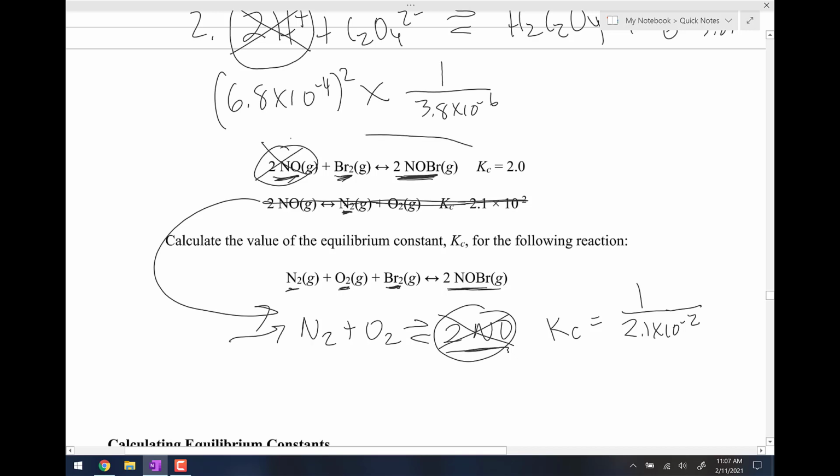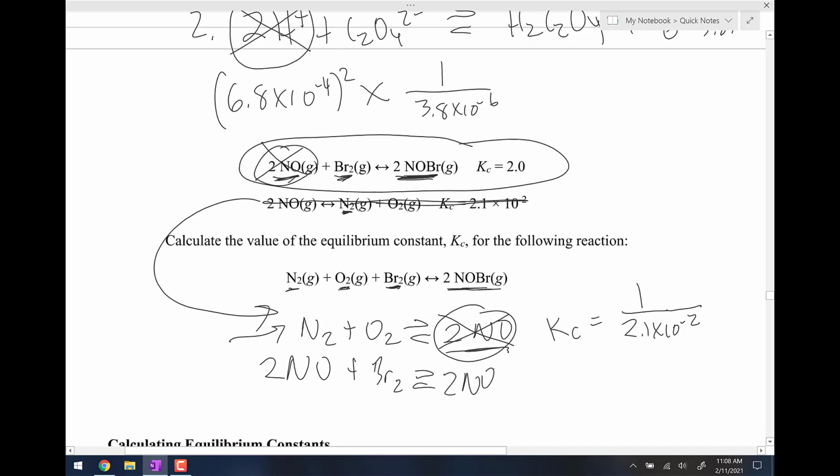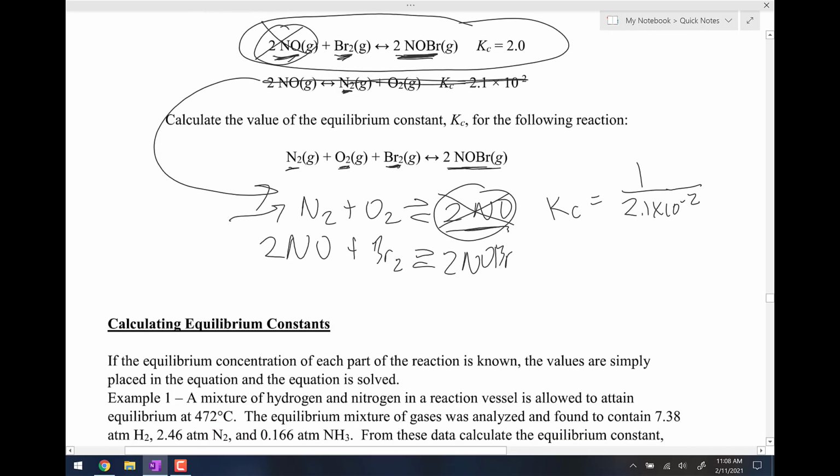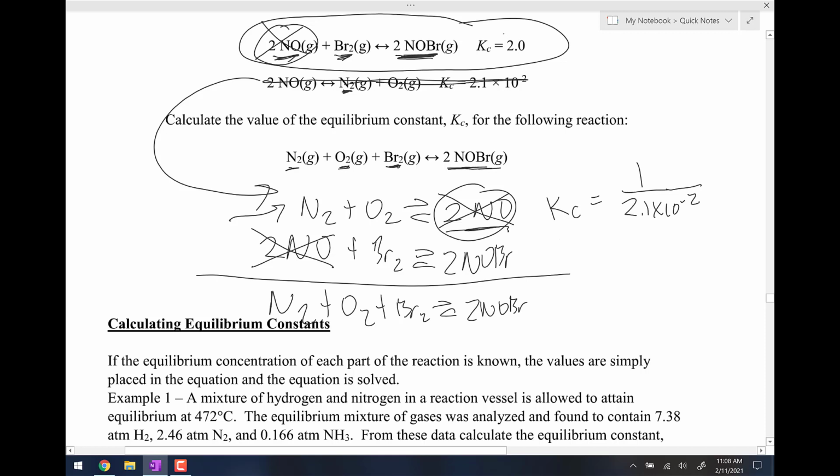So what did we do to this top equation here? Nothing. We didn't flip it, we didn't double it, we didn't triple it, we didn't do anything to it. But we are still going to add it. 2 NOs plus Br2 makes 2 NOBrs. We're still going to add the two equations together. Remember, those 2 NOs canceled. So we still have the whole N2 plus O2 plus Br2 makes 2 NOBrs. And so that equilibrium constant up here is a K2, and we just keep it as K2, because we didn't do anything to that equation, but of course we still have to use it.